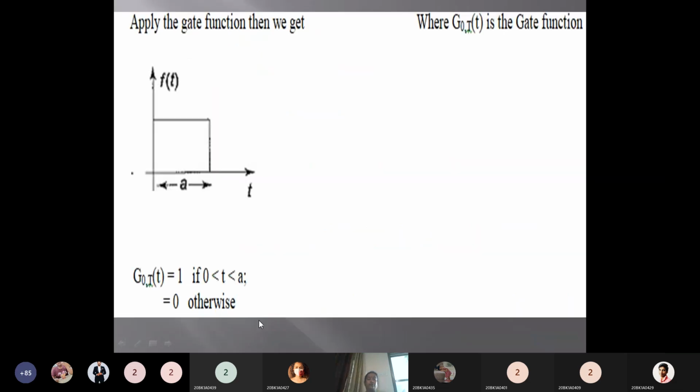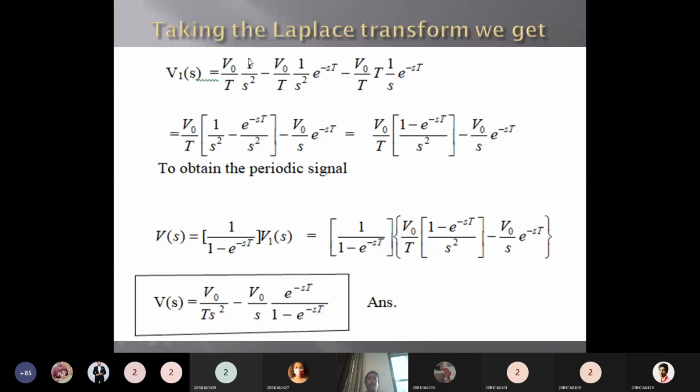In this t into u of t, do you know what t is? u of t we represent as the step function, but t is the main function for evaluating the Laplace transform. For small t, what's the Laplace transform? It's a ramp function. For the ramp function, what's the Laplace transform? Hello guys, I'm asking you, what's the Laplace transform?